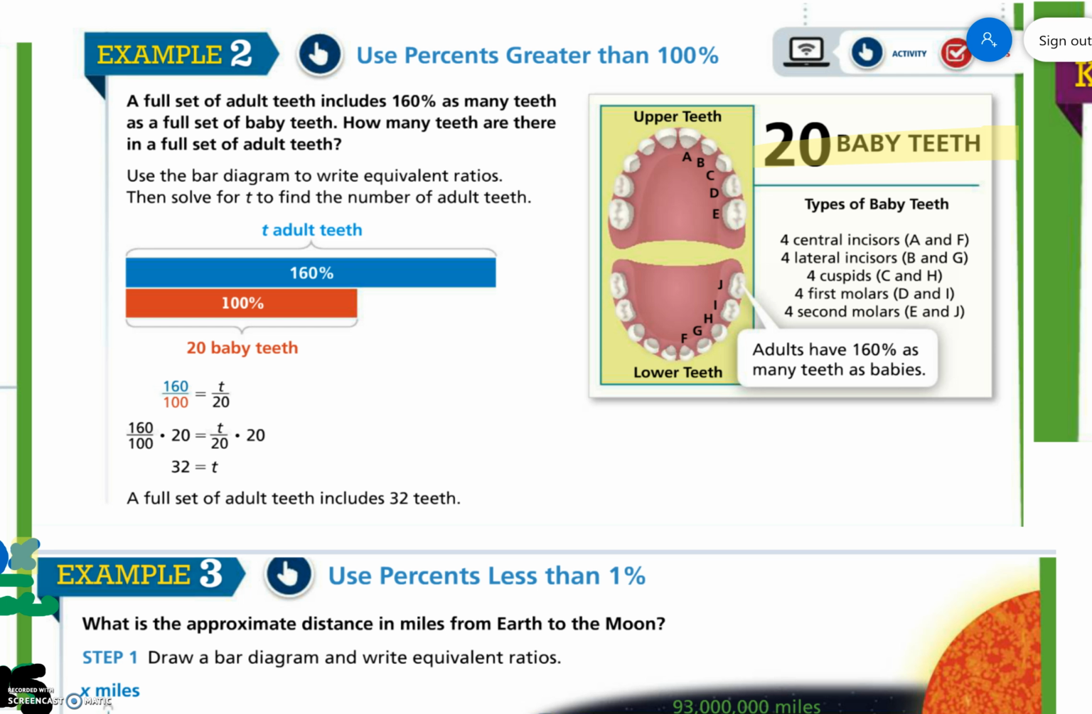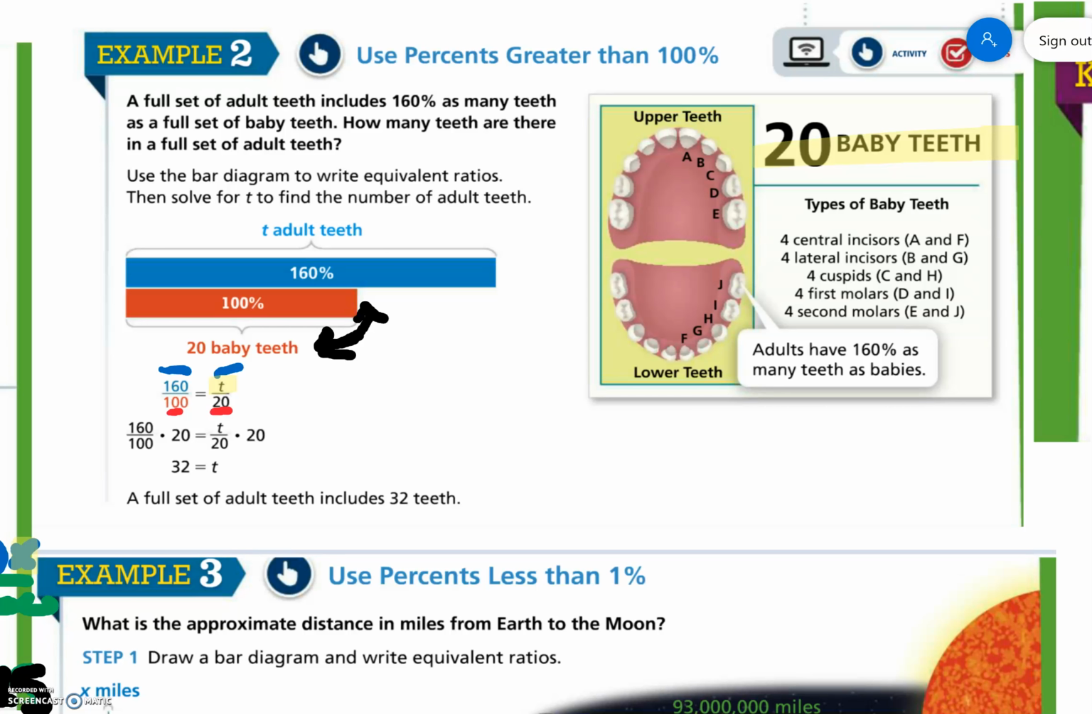See how the red and the red line up? So we should see 120 on both on the denominator. Then 160% is how many total adult teeth there are. So that goes on the top. Again, they're trying to solve for their variable. So they multiply by 20 on both sides.